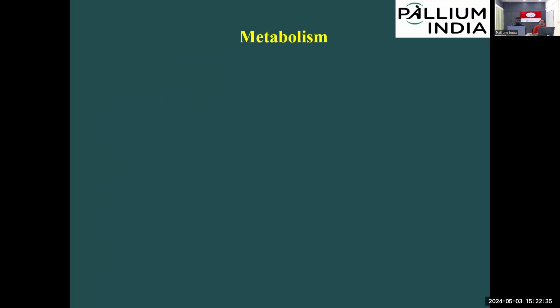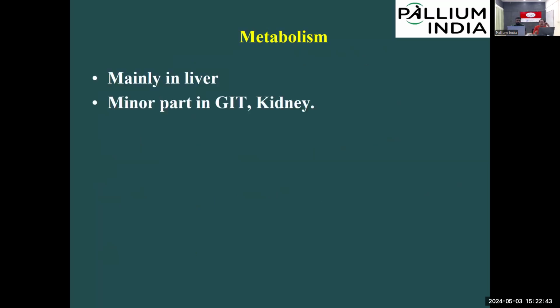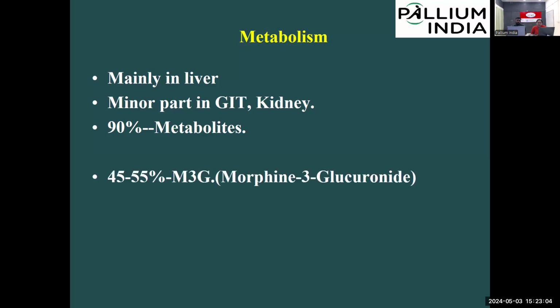So as I said, morphine undergoes metabolism in the liver and forms its metabolites. The majority of the metabolism of morphine takes place in the liver, but a minor part takes place in the gastrointestinal tract as well as in the kidney. And 90% of the morphine gets converted to its metabolites.